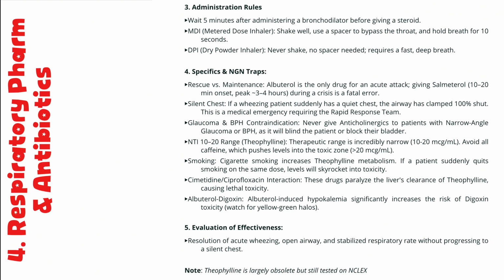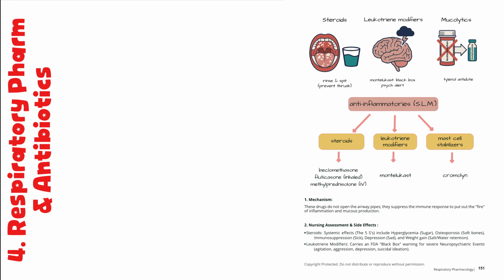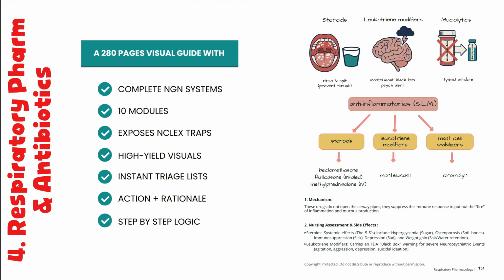Always open the pipes before you fight the fire. Bronchodilator first, wait 5 minutes, then the steroid. Otherwise, the steroid can't reach deep lung tissue. Anti-inflammatories fall into 3 buckets: steroids, leukotriene modifiers, and mast cell stabilizers. Inhaled steroids carry the 5 S's: hyperglycemia, softened bones from osteoporosis, immunosuppression, sadness or depression, and salt and water retention causing weight gain. Locally, they cause oral thrush, rinse and spit after every dose, and clean the spacer weekly.